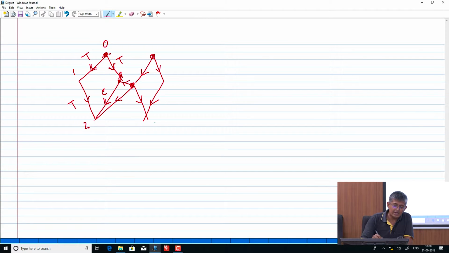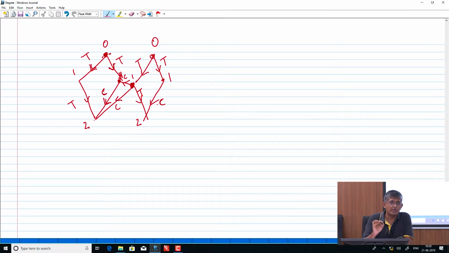Right? In this part, it's quite easy now. So this is again level 0, level 1, level 2, right? Then level 1. So this arc is a cross arc. This arc is a cross arc, this is a tree arc, this is a tree arc, this is a tree arc, and this is also a cross arc. Fine?